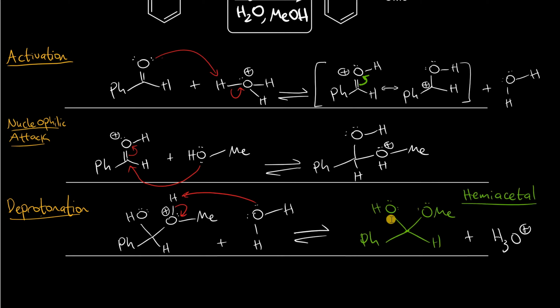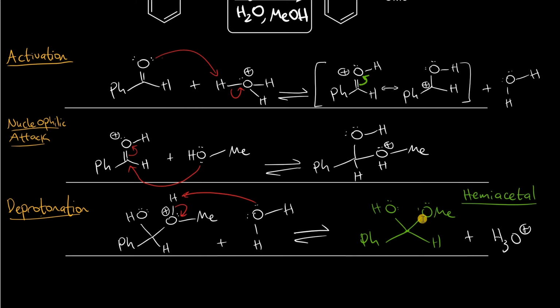So the question is, how do we go from the hemiacetal to the full acetal, where we don't have this OH group and we just have another methoxy? One clue is that we've regenerated acid here, which can now act as a proton donor and donate it back to this hemiacetal. Now where's the proton going to go? Well, we have two potential targets.